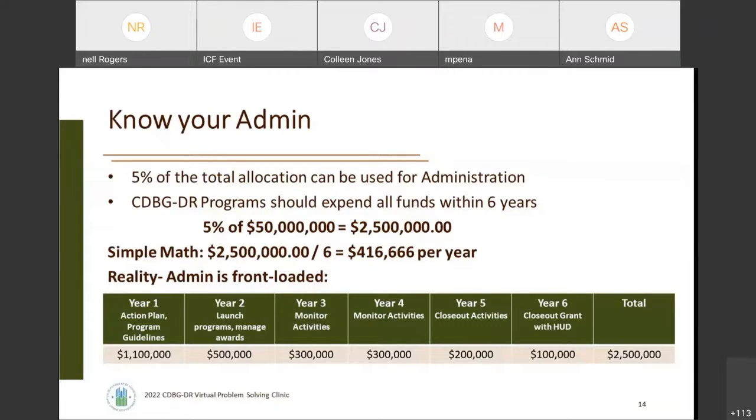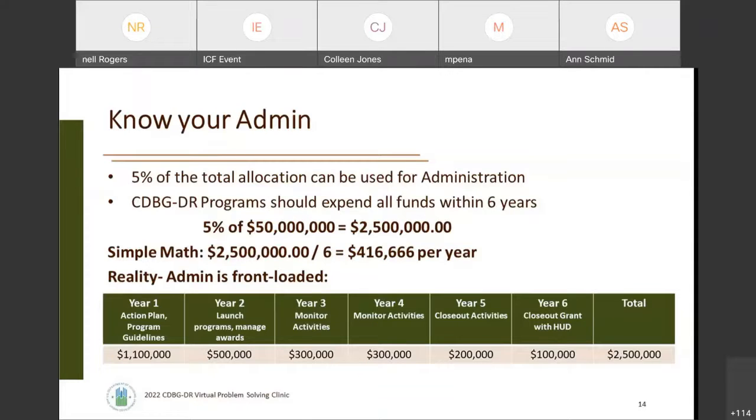So the table here shows maybe a more realistic front-loaded admin approach where you might have to procure out for technical assistance or consulting services within that first year and incur a higher amount of admin. And then the admin tapers down, but you certainly want to make sure that you're maintaining admin for all of the administrative activities that would occur during those 6 years. So from action plan development and program guidelines in the first year to launching programs, managing awards, monitoring activities in years 3 and 4, and ultimately closing out activities and then closing out with HUD.